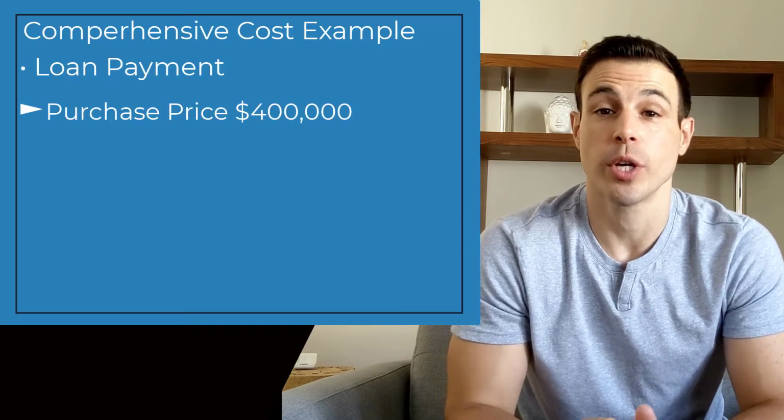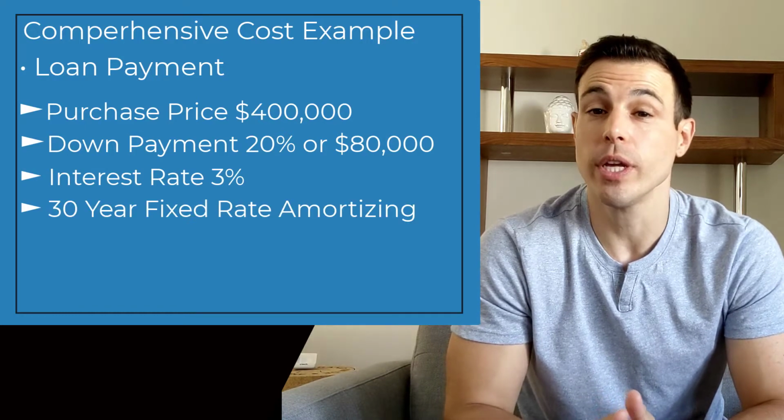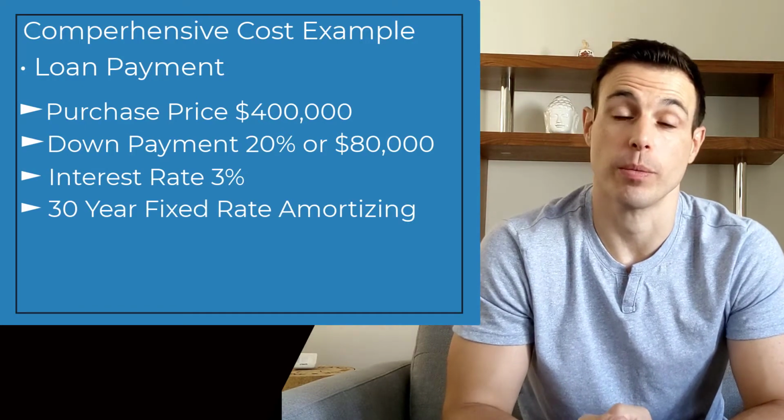What I want to do next is look at an example of these costs, and I'm going to show you how to quantify each one so you can build a more comprehensive picture of the true cost of home ownership. So let's jump into an example. Let's assume you're going to buy a house for $400,000. You're going to put 20% down, have a 3% interest rate, and it's a 30-year amortizing fixed rate loan.